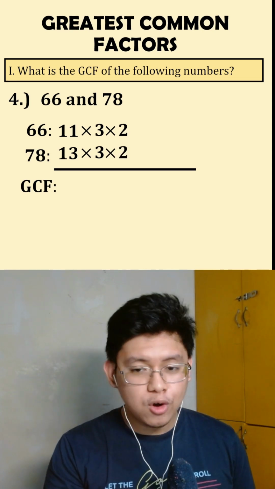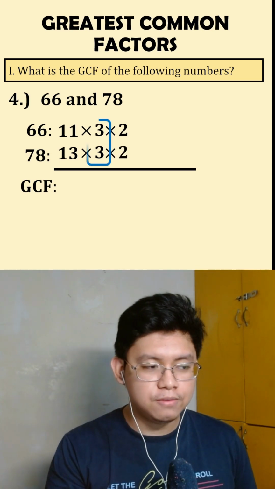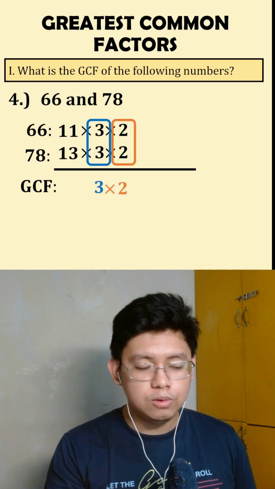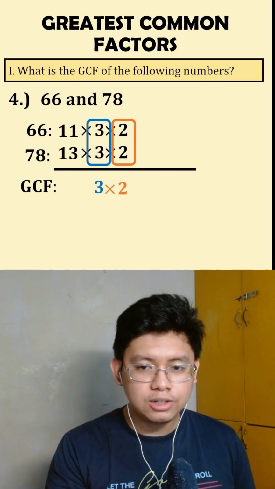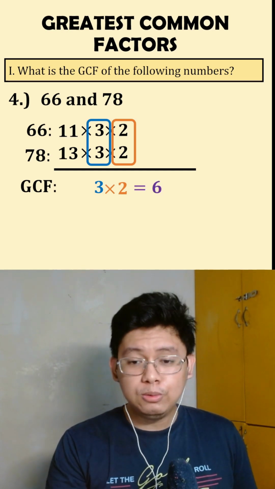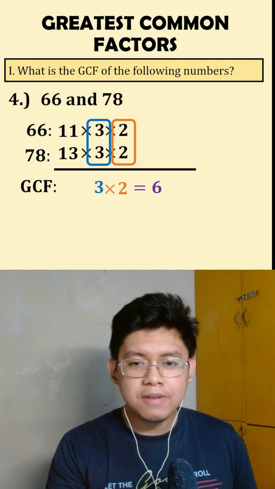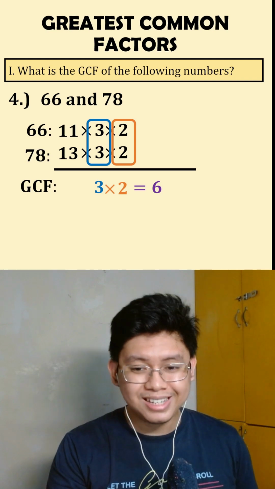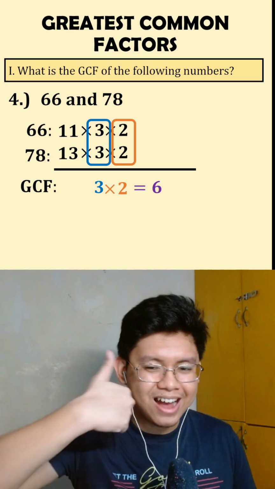Now, kunin natin yung common factors nila. So, we have 3 and yung common factors na 2. So, multiply natin yung common factor to get our greatest common factor. 3 times 2 is equal to 6. So, our greatest common factor for 66 and 78 will be 6. And that's it. Tada! Alright.